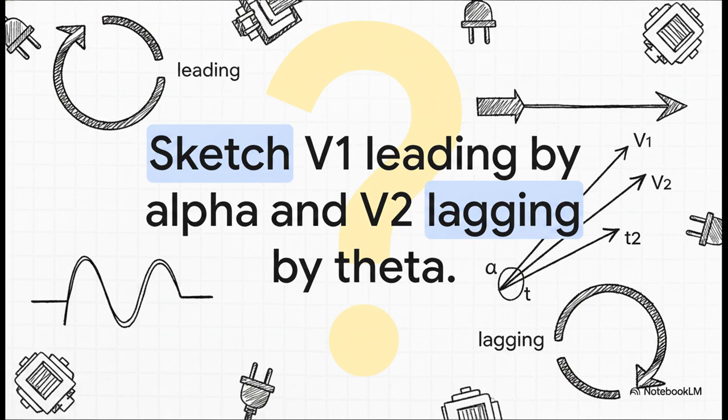All right, quick pop quiz to test your geometric intuition. If I give you a reference voltage vector, let's call it V, pointing straight to the right, picture in your mind how you would sketch V1 if it leads V by an angle of alpha. Got it? Okay, now sketch V2 if it lags V by an angle of theta. The trick here is remembering that in standard phasor diagrams, counterclockwise rotation means it's leading in time, and clockwise means it's lagging. It's literally just mapping time onto a circle.